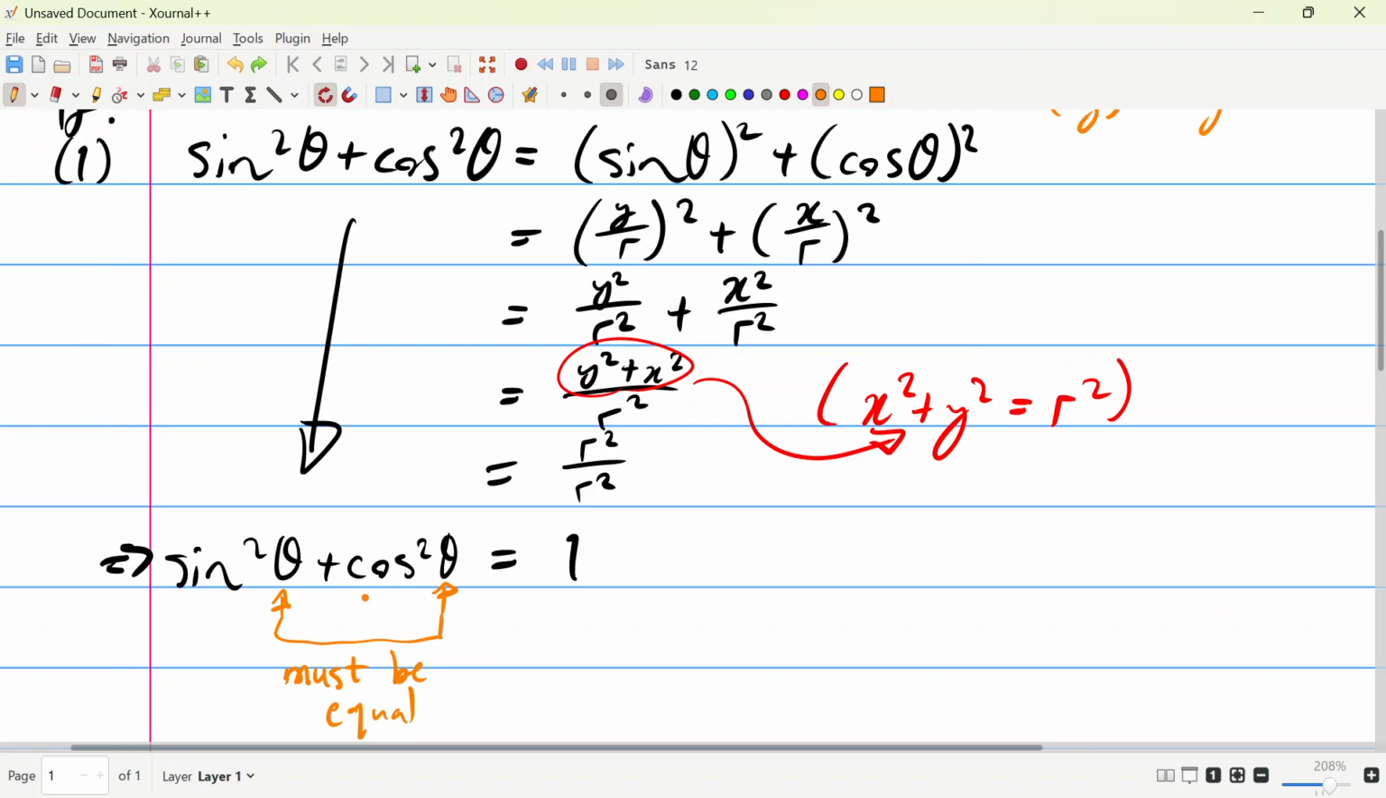So that is the proof of the first identity. Now let's do the proof of the second identity. Then we go straight into the applications of these identities, which are the questions that they'll ask in the examinations or your homework or wherever you're going to be in life.